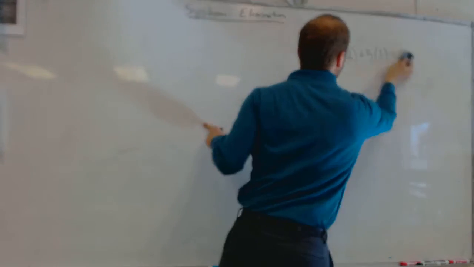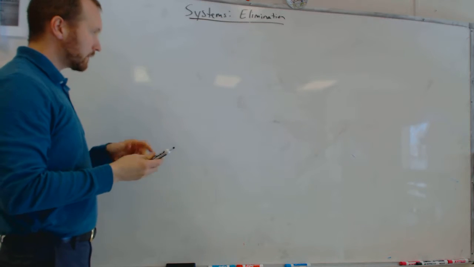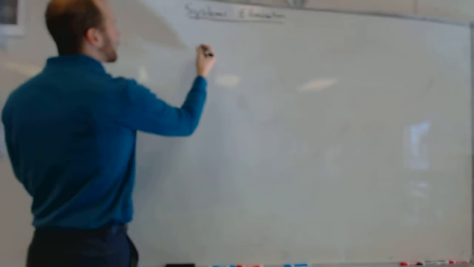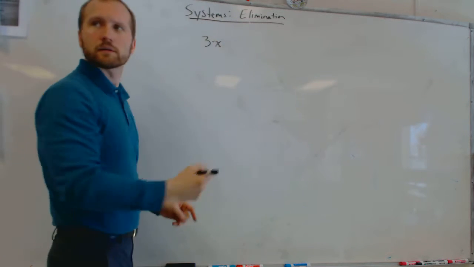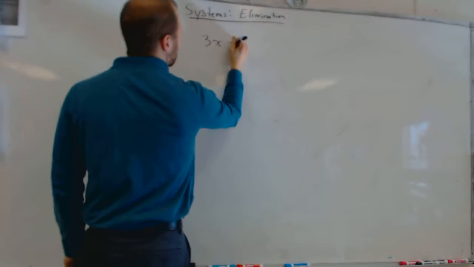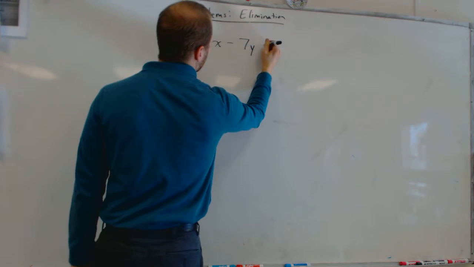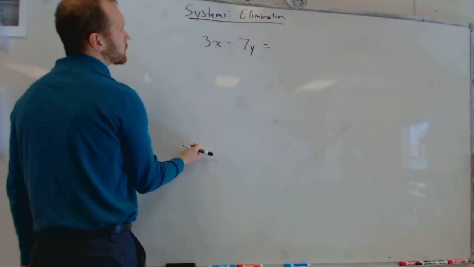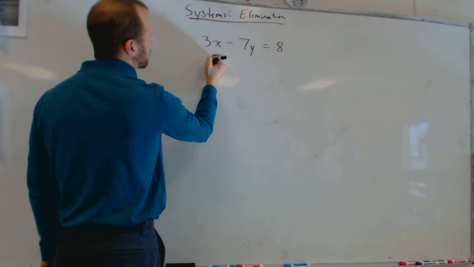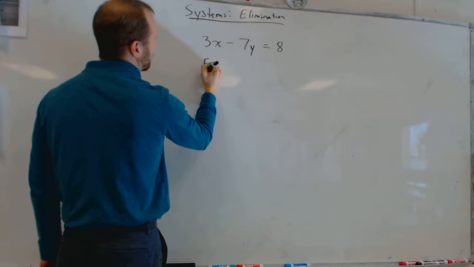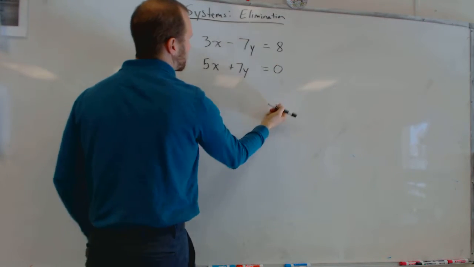Okay, let's do another example. You guys talk me through this one. So let's say I had something like this. 3x minus 7y equals 8. And let's say 5x plus 7y equals 0.